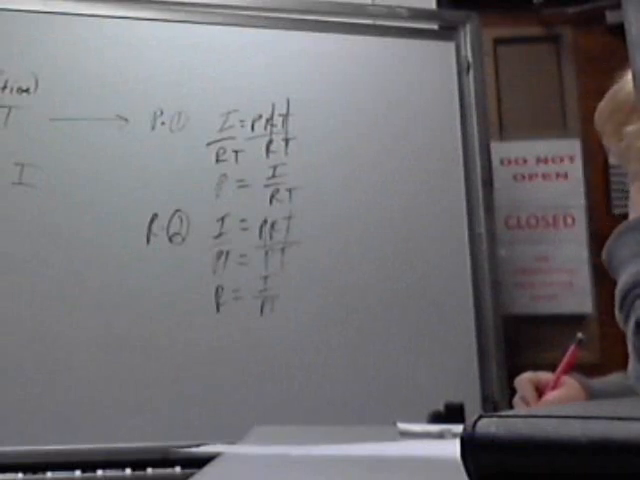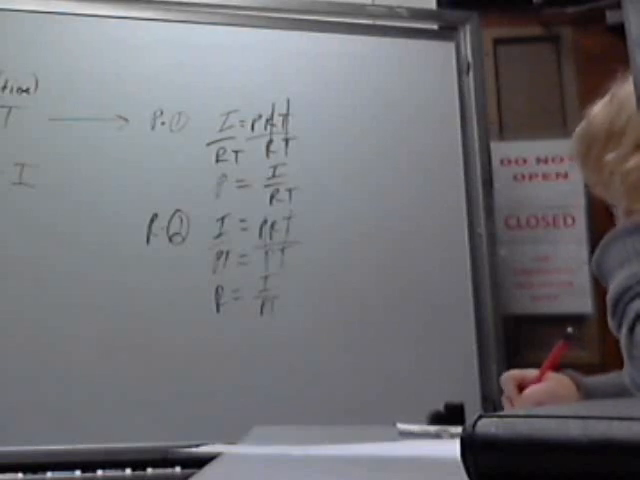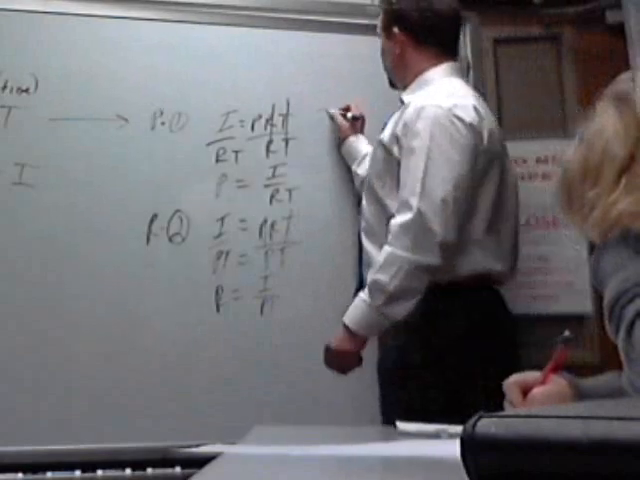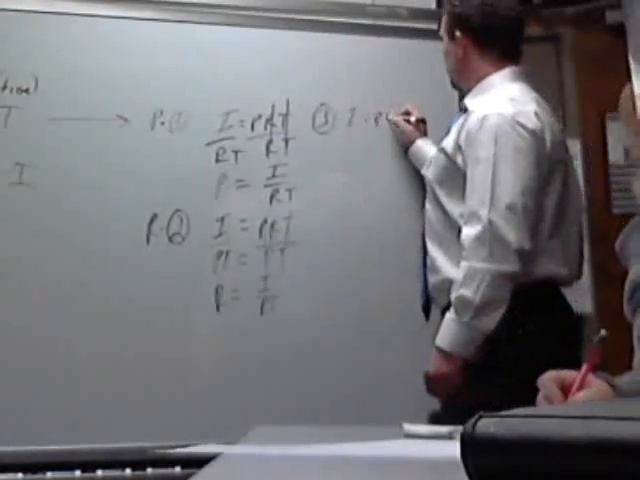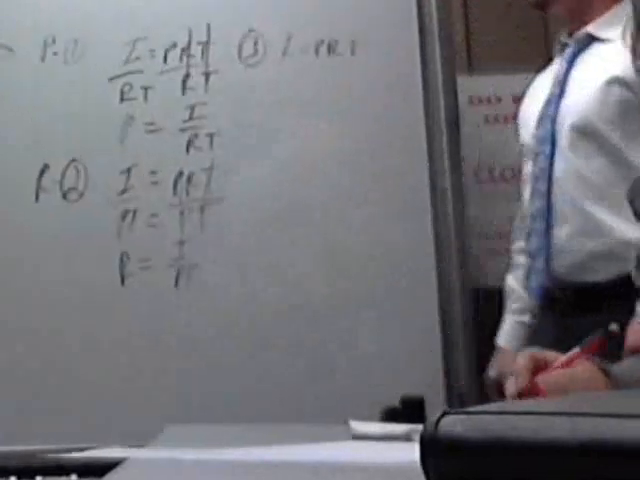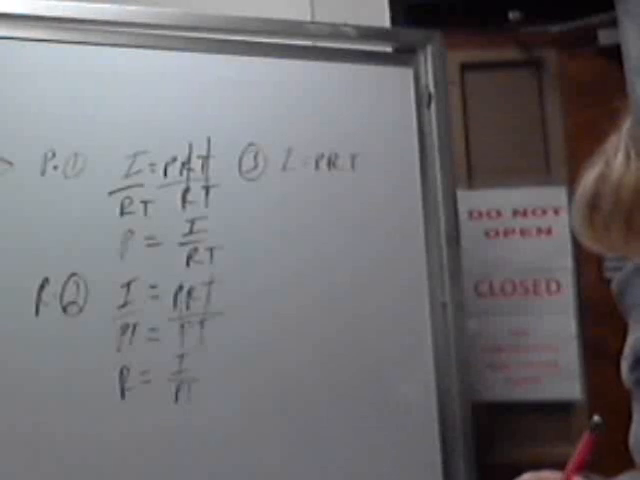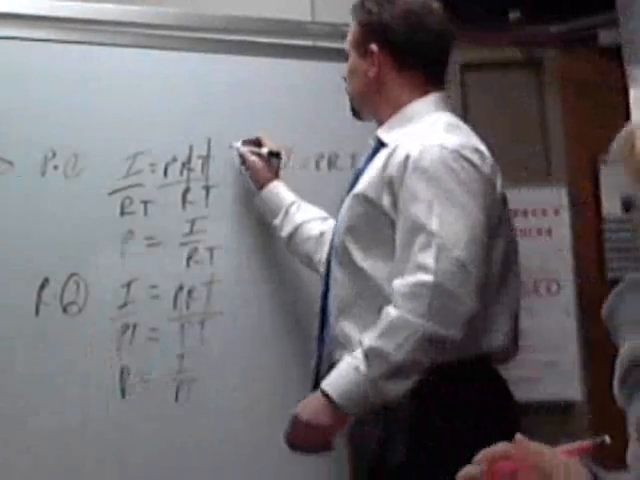Any questions yet? All right, so there's one more. Notice how I always start off with what in the beginning? I equals PRT. The interest formula. Solving for interest. You always start off like that first. Now the last one is solving for time, or T.